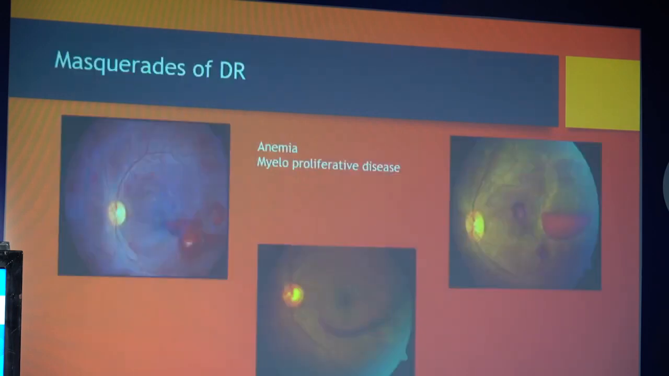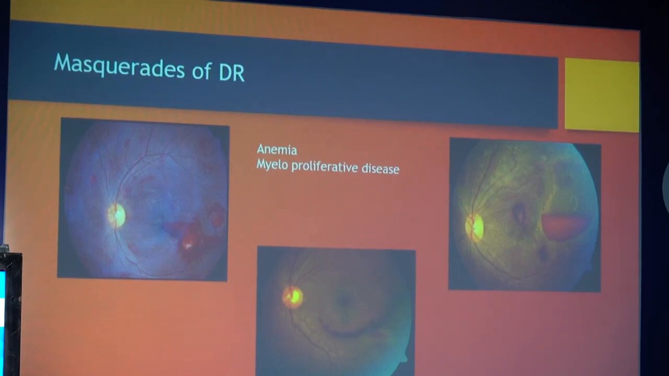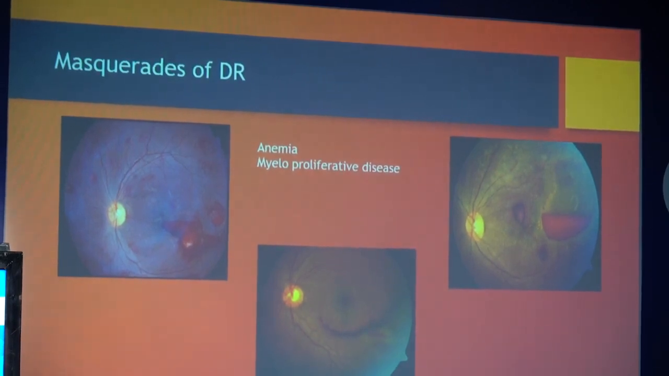Masquerades of DR are another set of causes of vitreous hemorrhage. Anemia, myeloproliferative disease, and so on are very, very common. And like Dr. Diraj mentioned in his talk, we have to evaluate these patients. At least a CBC, total blood count, helps us a lot in eliminating the likely cause of a myeloproliferative condition.